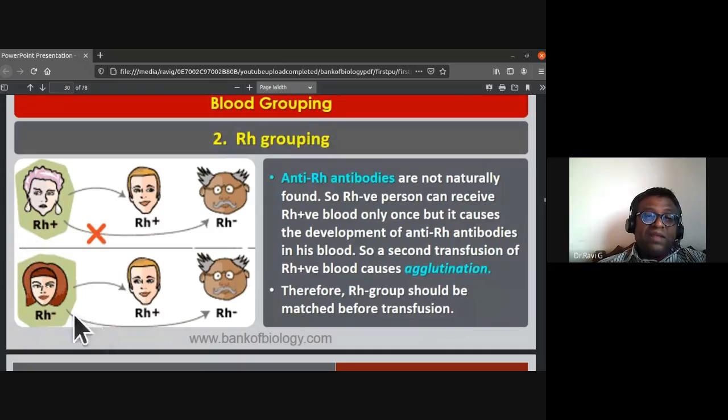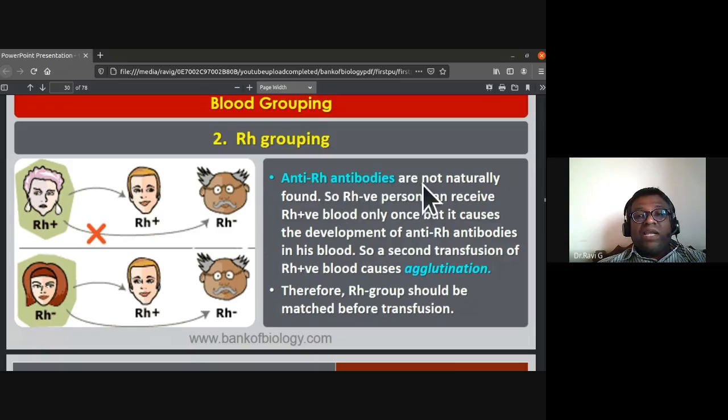So you can notice here that an Rh negative person can donate blood to Rh positive as well as Rh negative. But Rh positive, only once they can donate blood to Rh negative, the second time it leads to agglutination. So Rh positive can donate blood to Rh positive, but to Rh negative they cannot donate. Only once they can donate.